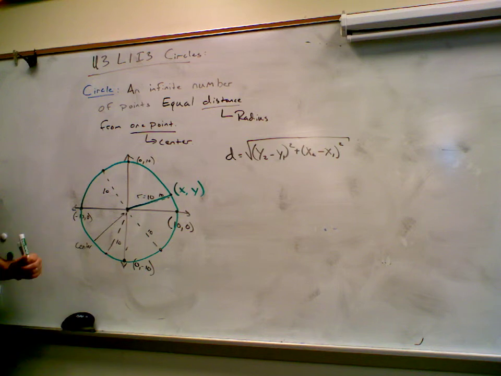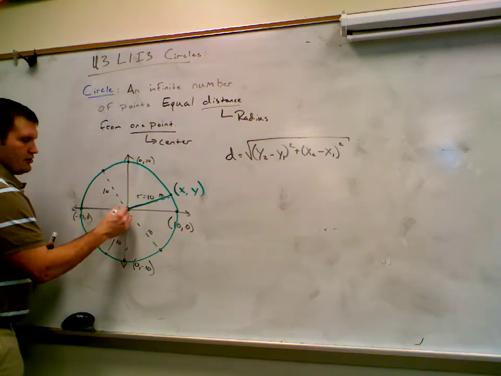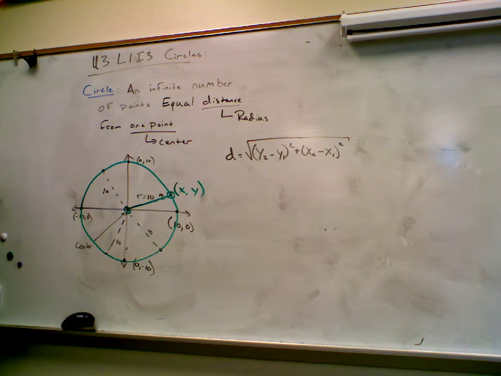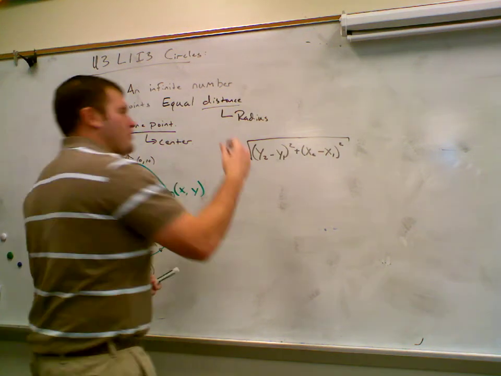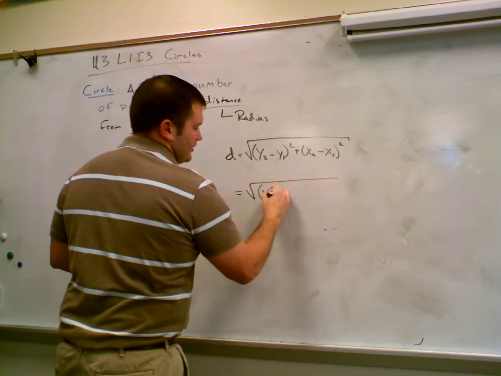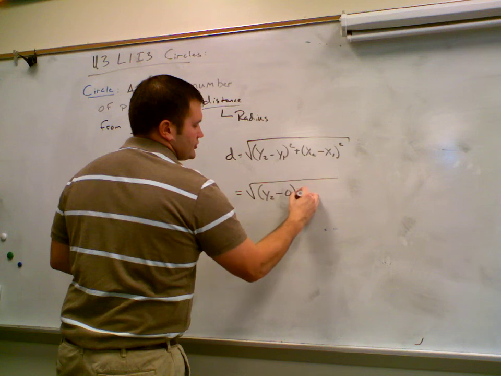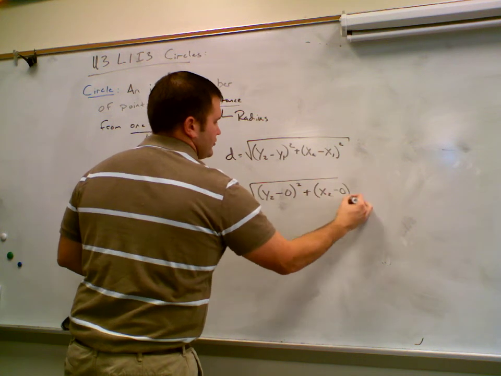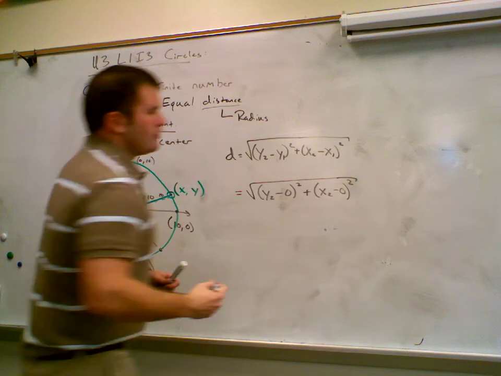10 is not on here. We're going from here, 0, 0, to here, x, y. Which one's going to be x1? 0, 0? Okay. So that means if I'm going to figure out x and y, I'm going to have something like this: y2 minus 0 squared plus x2 minus 0 squared, right? Does that make sense?